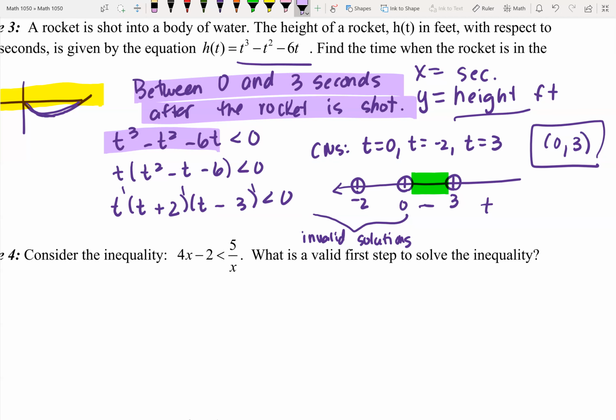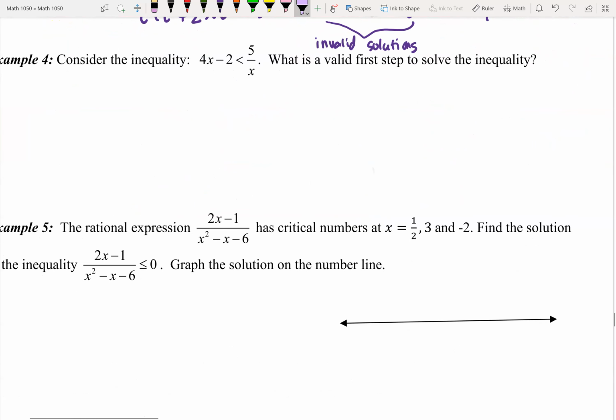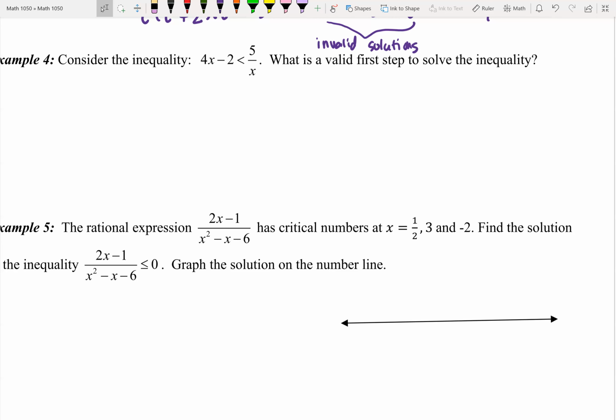Okay? All right, example 4. So if this is on your midterm or quiz 2 or final, it's a home run. It's so simple because literally you just take the first step. So look, guys, that's a critical numbers type 2. What's the first step? To get a 0 on the right-hand side. So literally, this is the result of the first step: 4x minus 2 minus 5 over x is less than 0. That is your answer. Super easy.